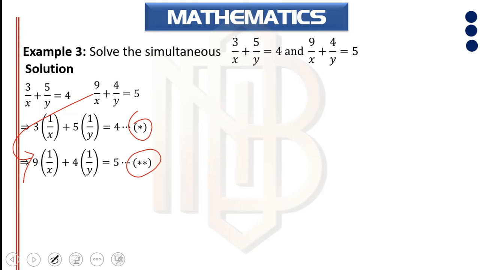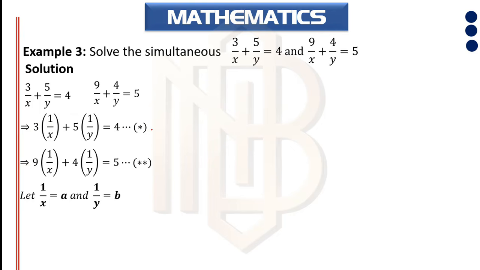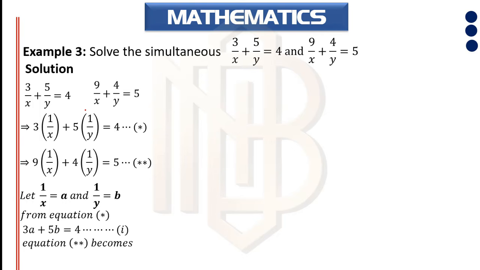So now from what we have here, we can simply say, let 1 over x be equal to a, and 1 over y be equal to b. Okay, 1 over x equals a, and 1 over y equals b. So if we are doing that, that means all the equations will change. From equation star, we are replacing this with a, and we are replacing this with b. So that will give us equation 1. Okay, so if we do the same for equation 2, what do we have?